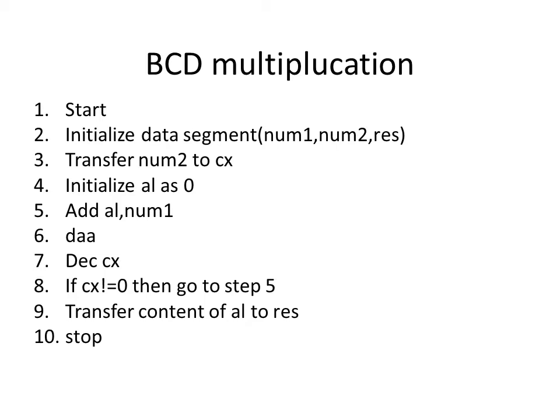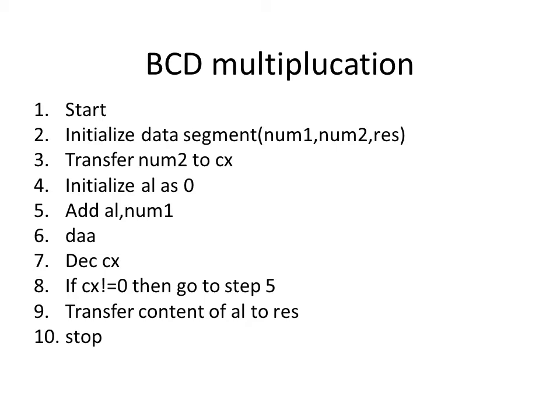Suppose we have numbers 4 and 3, so 4 will be added 3 times. 0 plus 4 the first time, then 4 plus 4 is 8, and then 8 plus 4 is 12. Otherwise, 3 will be added 4 times: 0 plus 3 is 3, 3 plus 3 is 6, 6 plus 3 is 9, and 9 plus 3 is 12.